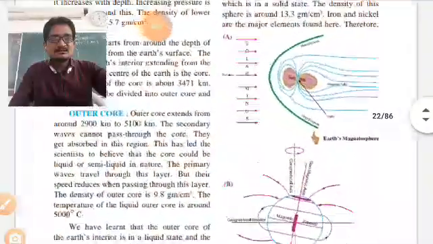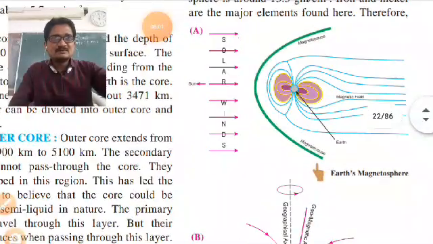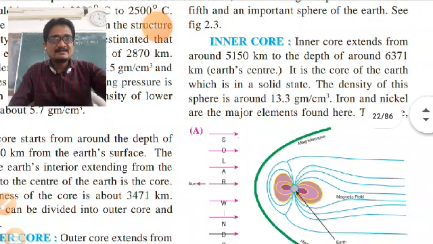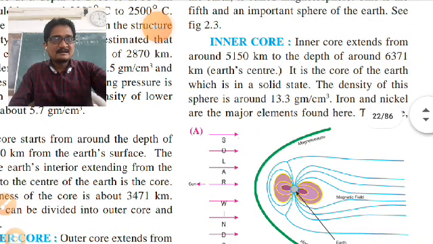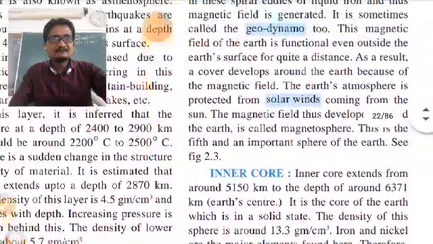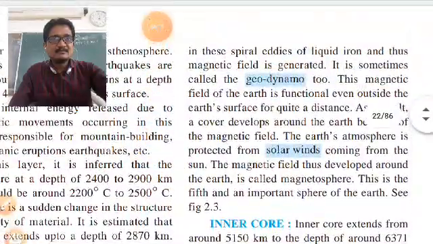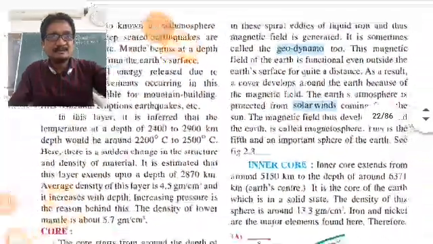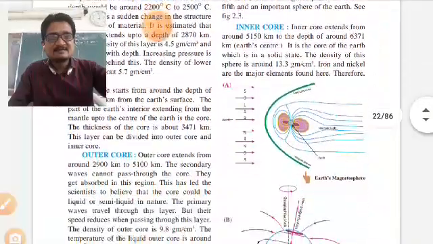Okay, then see these 2 diagrams. Solar winds, magnetic fields are there, and it creates magnetosphere here. Okay, see, we will see again.